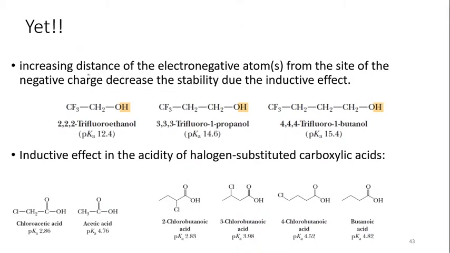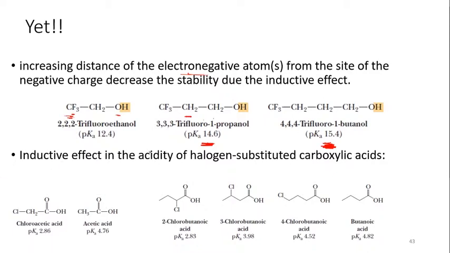Yet you can see that if I increase the distance between the two electronegative atoms, I will decrease the inductive effect. If I have the fluorine atom and the oxygen near to each other, that is one case. But if I increase the distance by inserting one methyl group, I am decreasing the acidic character by increasing the pKa, and even if I add another carbon, I am decreasing the acidity and increasing my pKa.